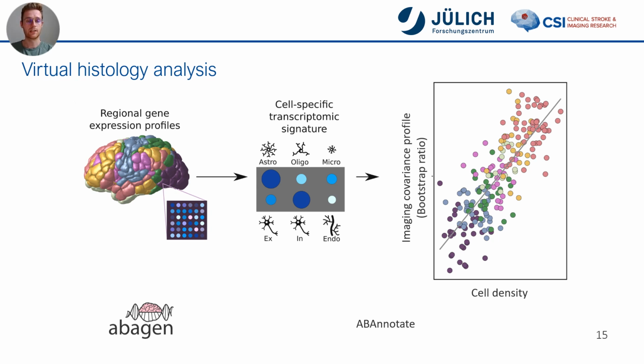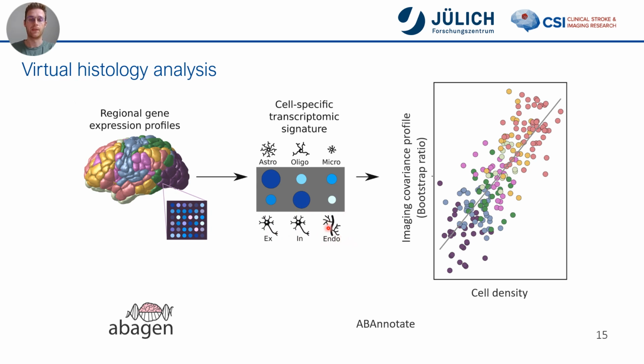Now, we are also interested in the determinants of this cortical thickness abnormality pattern I've shown you. For this, we performed a virtual histology analysis. We took regional gene expression profiles from the Abagen toolbox, which stem from the Allen Human Brain Atlas, and derived maps of cell-specific transcriptomic signatures, so cell density maps for astroglia, oligodendroglia, microglia, excitatory and inhibitory neurons, as well as endothelial cells.